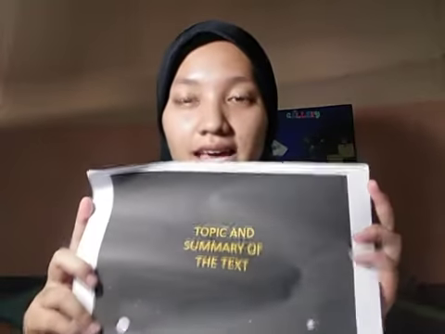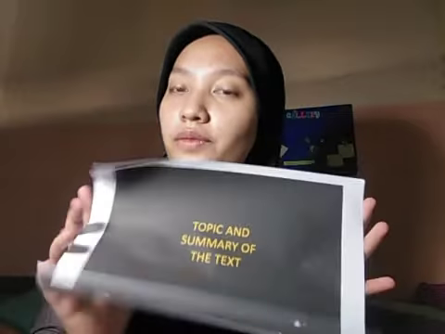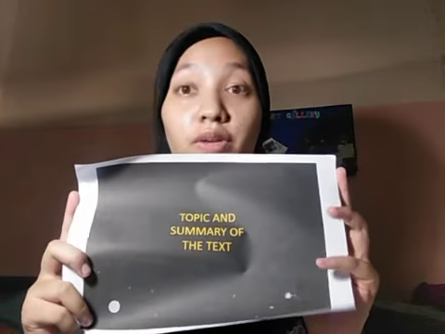In exercise 2, there are 2 questions that we should answer. The first one is the topic of the text, and the second one is the summary of the text, or the things that the writer wants to tell us. Okay, so let's answer the first question. What is the topic of the text?